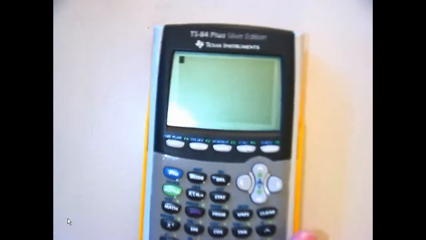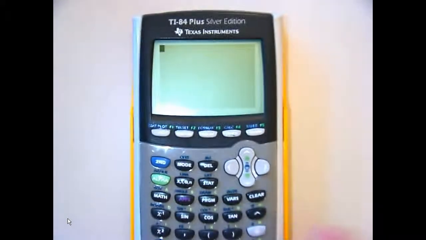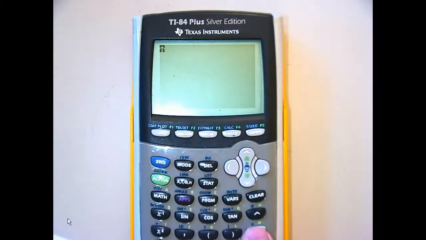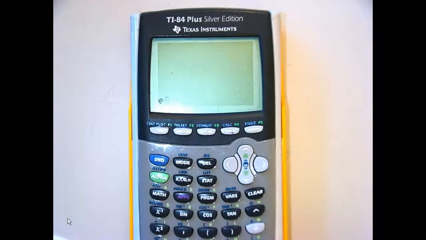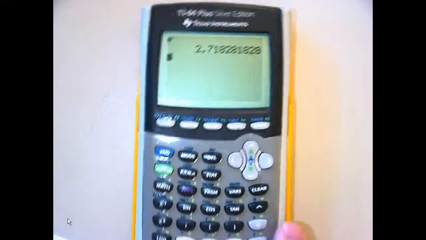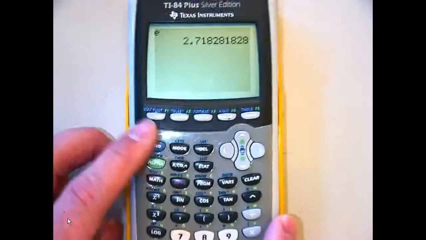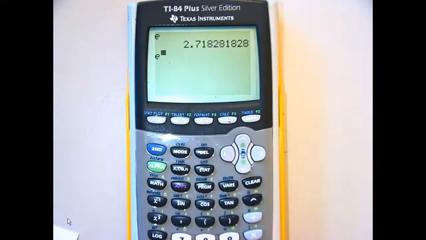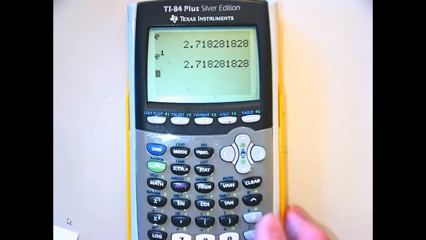Hey, good point, you guys. There's e, and then there's e to the x. e is second division. Simple. That gives you e. You hit enter, and there it is. If you put e to the power of x, which is second ln, that's fine. But if you push second ln, it's going to put that power up there, and you're going to have to put the first power. Capital E is not the e.